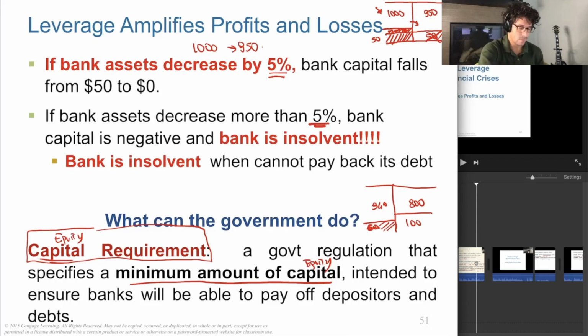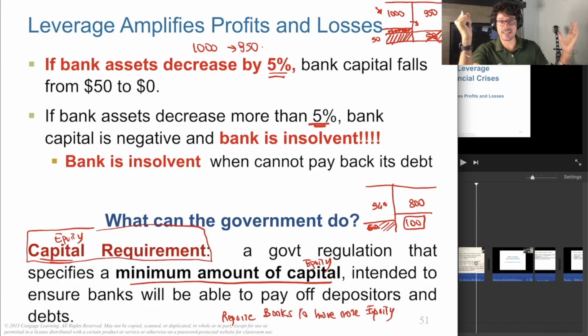So what we can say is that the government can require banks to have more equity. Going back to our examples of gambling, the idea is like, if you want to gamble, gamble with your money. Don't gamble with someone else's money. So put a stake such that you will make sure that you repay your debt.